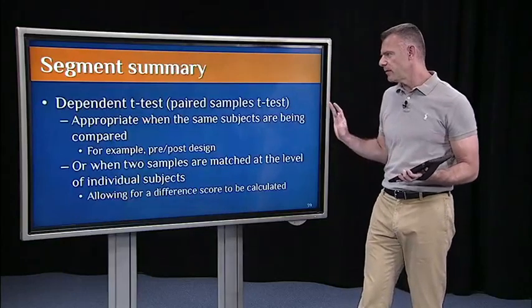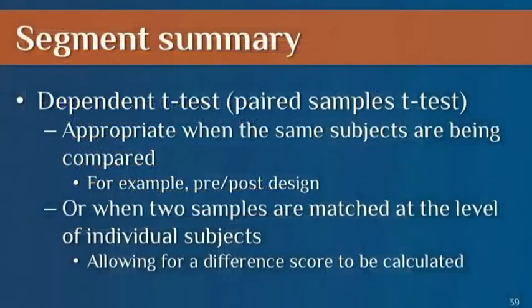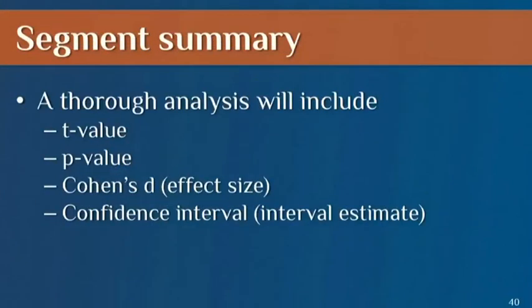So to sum up this segment, dependent t-tests are appropriate when you have the same subjects or same cases that are measured twice, so you can calculate difference scores. And a thorough analysis is going to include the t-value, the p-value, if you want to do the null hypothesis significance testing, and an estimate of effect size. In this case, the most appropriate one or most common one is Cohen's d, and you could also report interval estimates rather than just point estimates.